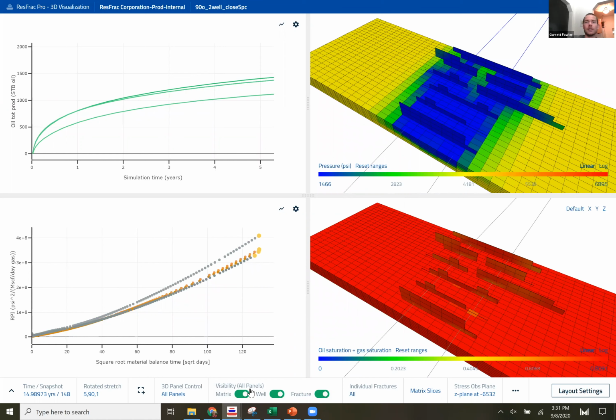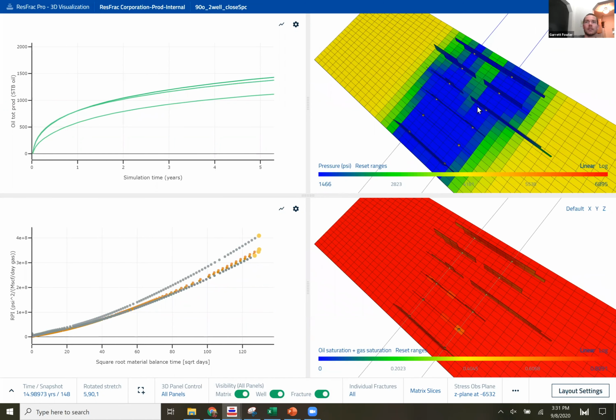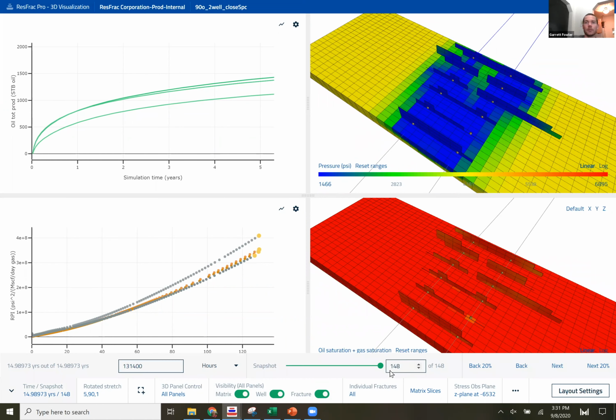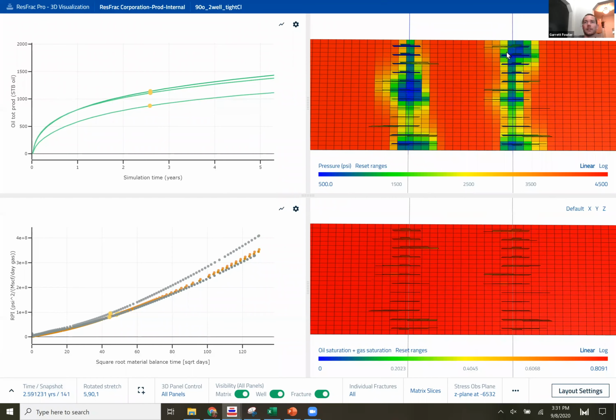Then I ran a second simulation where I took those same wells, but now I put them 500 feet apart, and so they're much closer. You can see they're interacting much more than they were previously. And then in the third simulation, I returned to that original well spacing at 1,200 feet, but I doubled the number of clusters while keeping the same injection schedule. So just a very basic comparison of well spacing and then a basic comparison of cluster spacing.